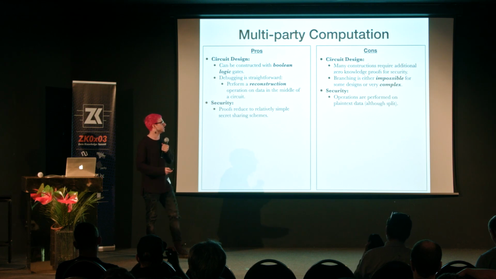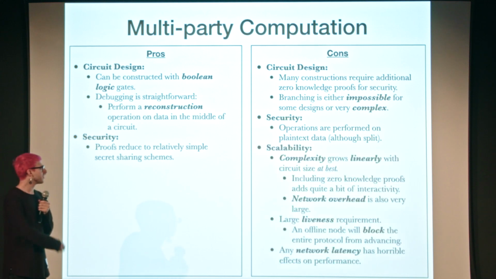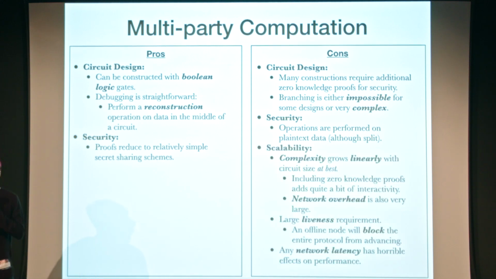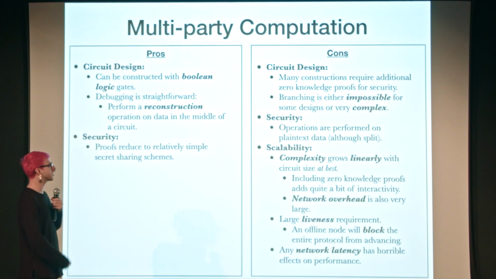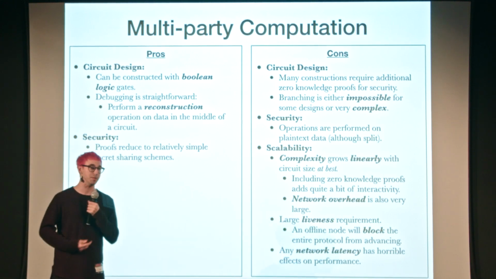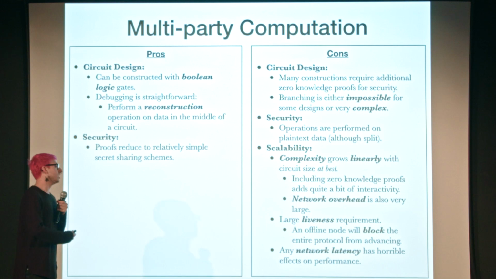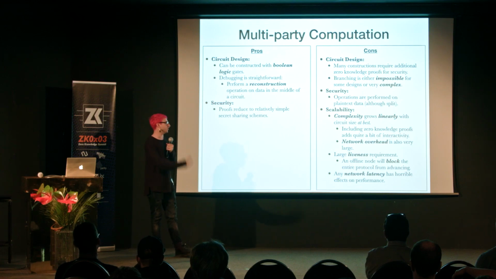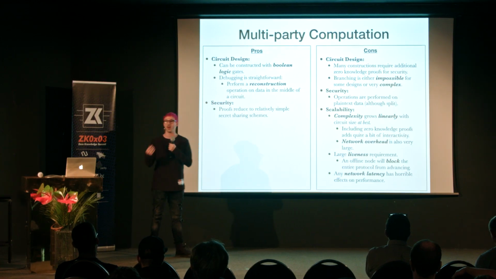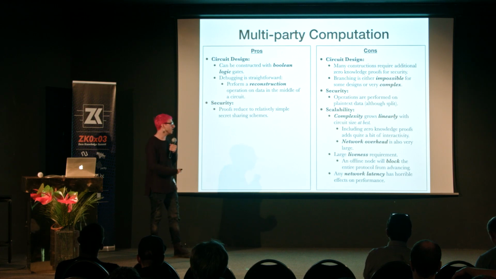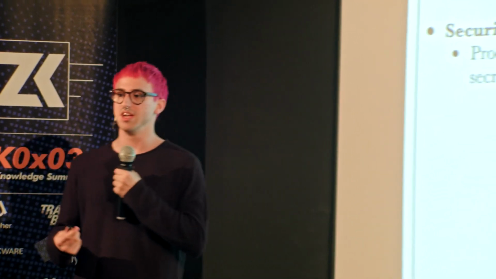Depending on what your threat model is, if there's a collusion adversary, this may not be preferable to you. So if that's the case, this may not be a great thing to use. Now, the biggest problems with MPC come with scalability. Complexity grows linearly with the circuit at best. You also then have to include zero-knowledge proofs, which can add quite a lot of interactivity between the parties involved. And network overhead is very, very large.